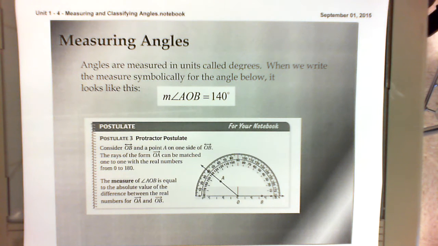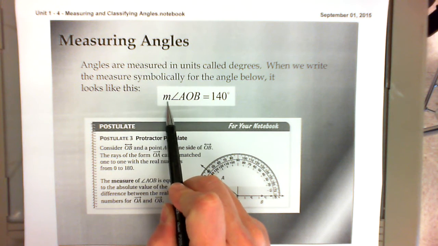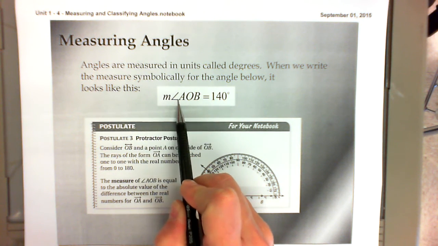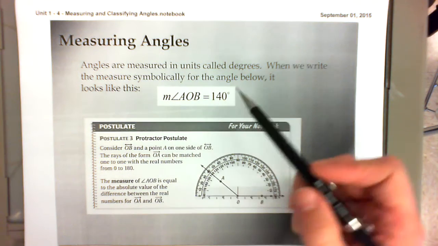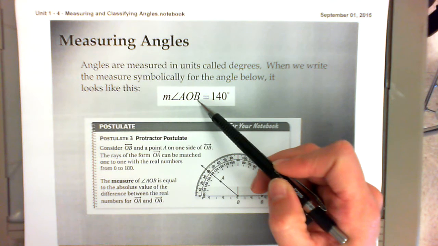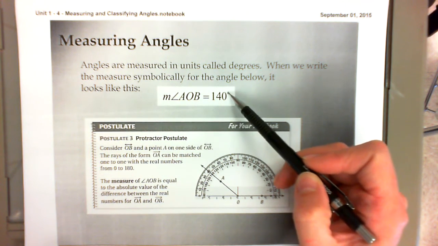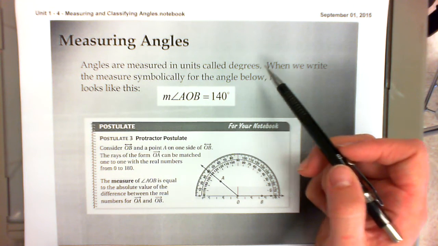Angles are measured in units called degrees, and when we write the measure symbolically for the angle below, it looks like this. The small m we say is measure. This symbol means angle, and then we're going to use 3 points, point A, point O, and point B. Points, again, are capital letters, equals 140. This small little circle represents degrees.